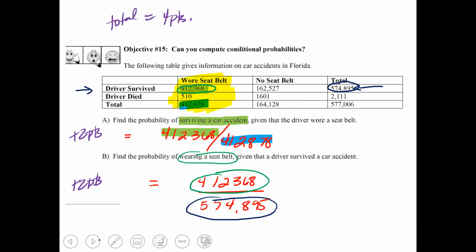All right, we also went ahead and did objective number 15. These were the steps. And once again, these are the 2 numbers on top and bottom. You want to go ahead and divide them using a calculator and then convert them into a percentage.